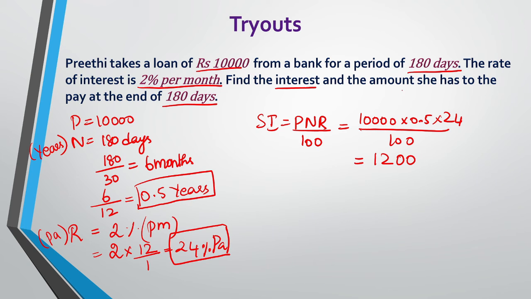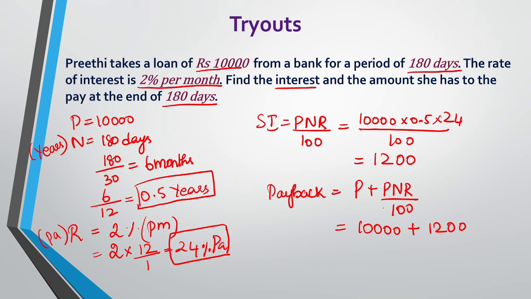And we also have to find the amount she has to pay at the end of 180 days. So payback is equal to principal plus PNR divided by 100, which is nothing but the simple interest. So P is equal to 10,000 plus 1,200, which is the simple interest. And then when you add it, we get 11,200. So Preethi has to pay 11,200 at the end of 180 days.